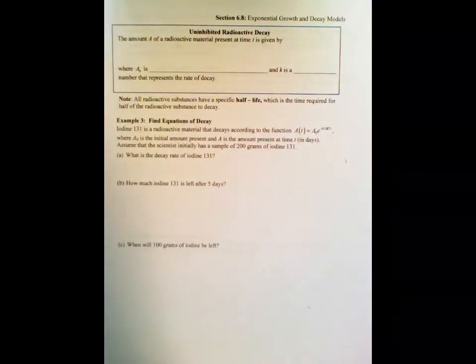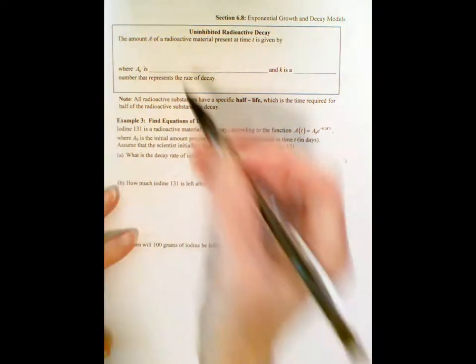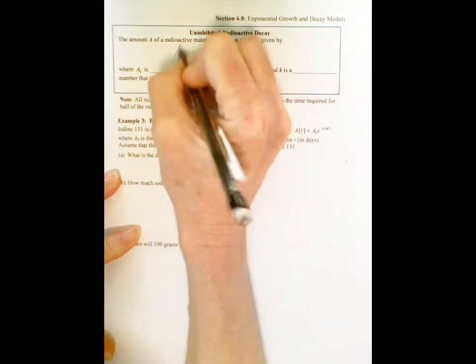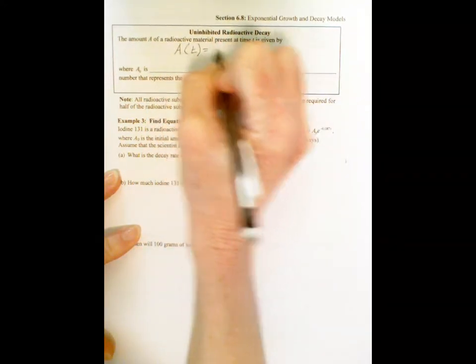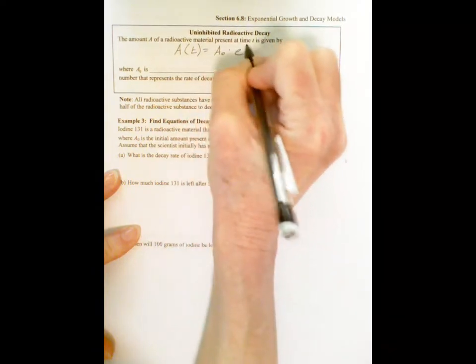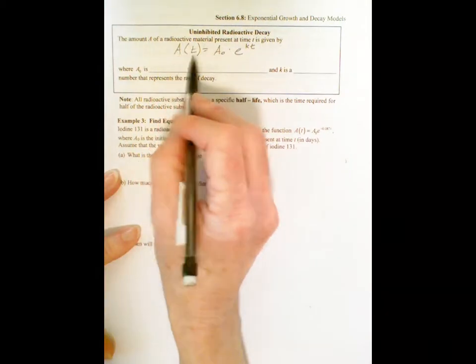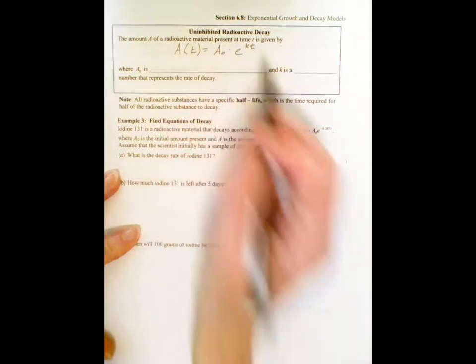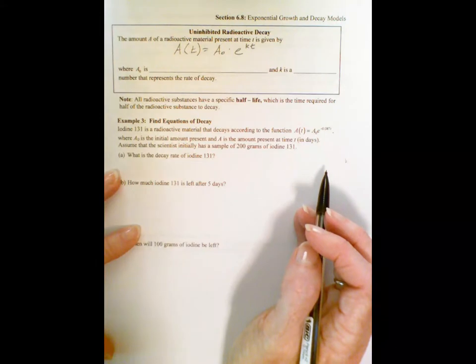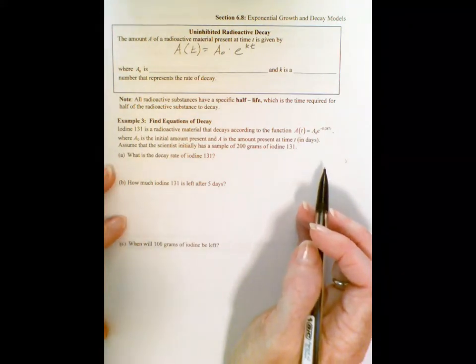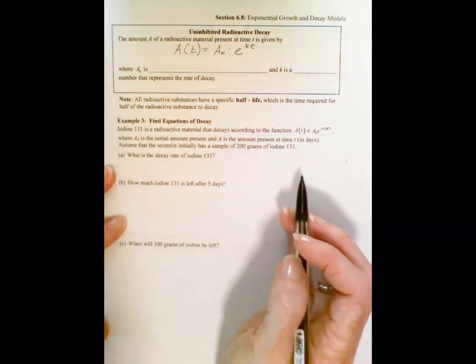Our last examples from section 6.8 on exponential growth and decay models are on decay. The amount A of a radioactive material present at time t is given by this function A of t equals a sub 0 times e to the kt, which should look very familiar. We had N of t equals N sub 0 e to the kt for growth, and honestly it doesn't matter if you use A's or N's, it's the same function, so I wouldn't worry so much about that.